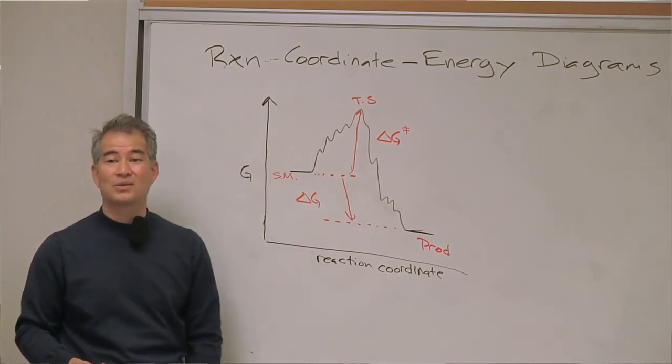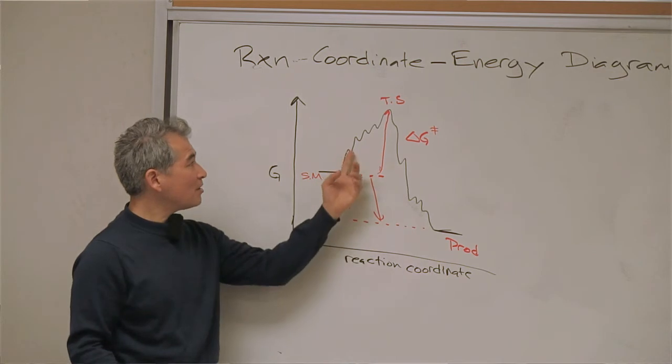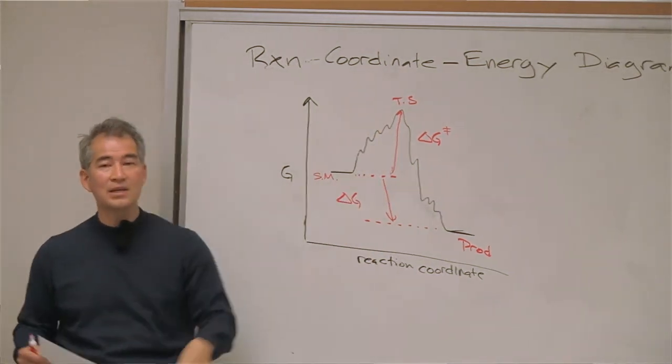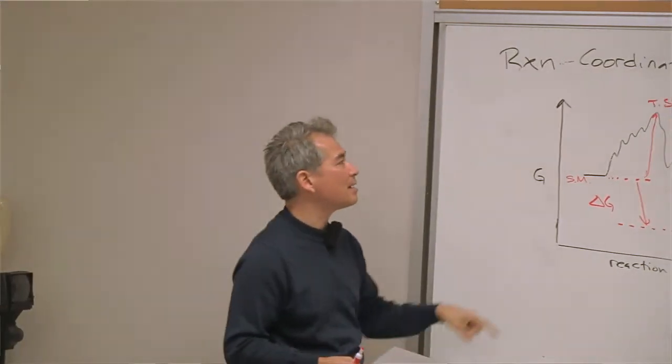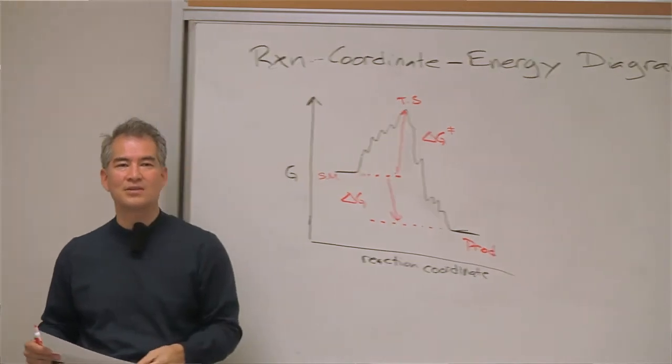We don't care about those. Even if you can draw, right, I'm drawing something with 1, 2, 3, 4 little hills before you get to this rate determining step right here. That's the rate determining step. We don't care about these small little hills in our scenarios.